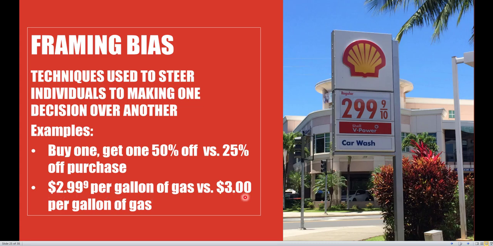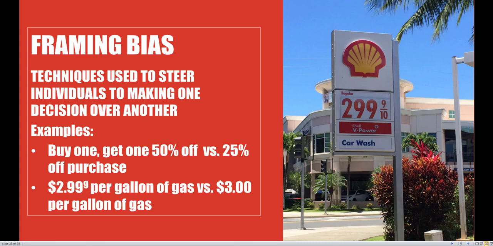Same thing with gasoline, the price of gasoline. $2.999 per gallon versus $3 per gallon of gasoline. Essentially, these two values are exactly the same thing, but which one do you think you're going to be getting a better deal on? It's probably going to be the $2.99, because you think you're getting it for $2.99, although it's as close as it can be to $3 per gallon.